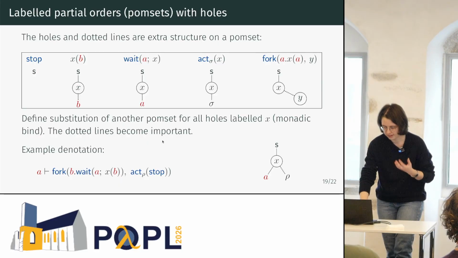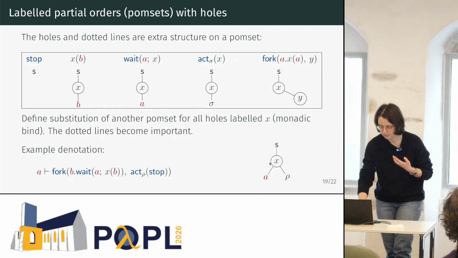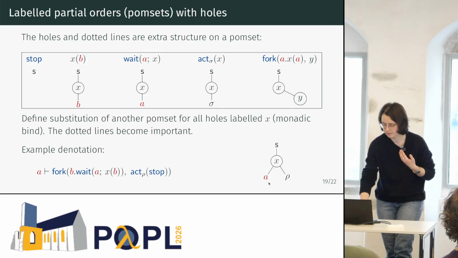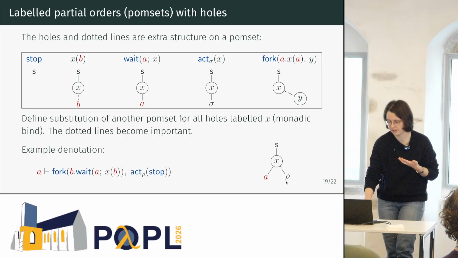So now we can give the denotation of this term from the previous slide, which had a hole x. So yeah, that's represented as a hole here. Then x is waiting on a, so there is an actual dependency to the ID a. And x also knows about this ID b, which refers to rho. So x has a potential dependency on the action rho.